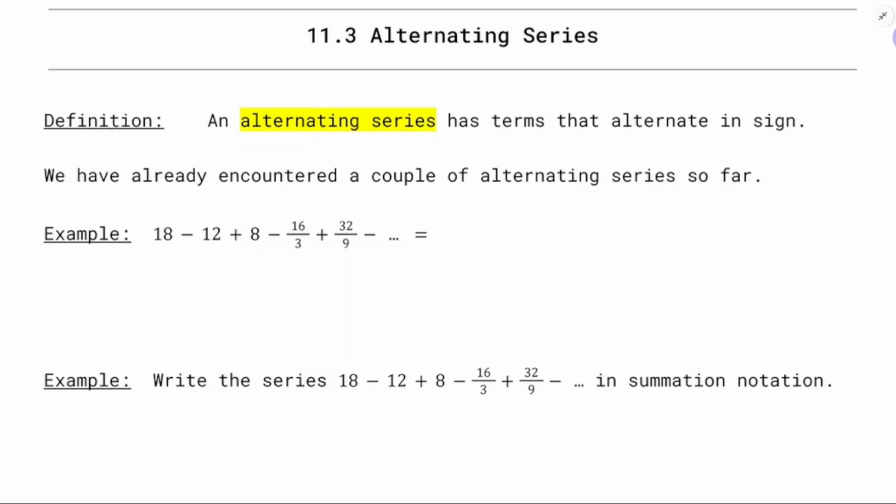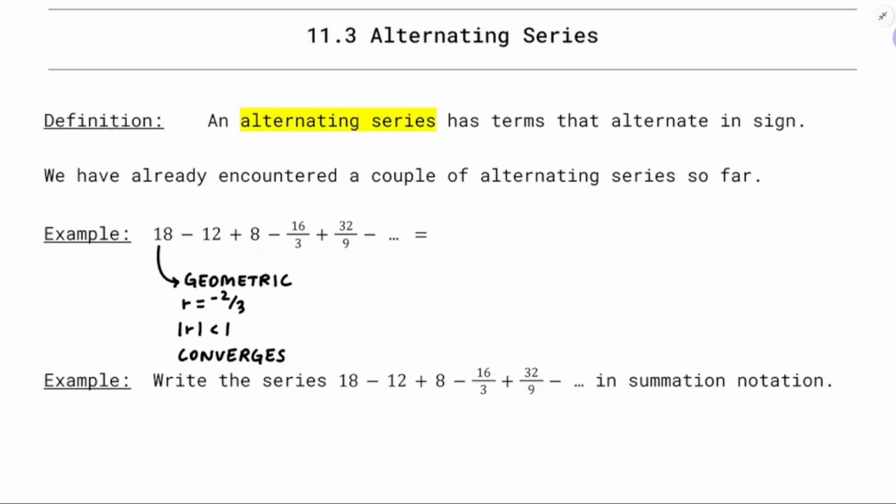So if you look at 18 minus 12 plus 8 minus 16 thirds plus 32 ninths and so on, you notice it's geometric. And you see that each time we're multiplying by 2/3. I guess negative 2/3 because the sign's alternating. And if we take the absolute value of that ratio, and that's less than 1, that leads us to believe that this series converges.